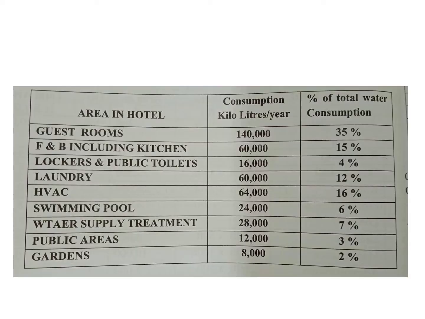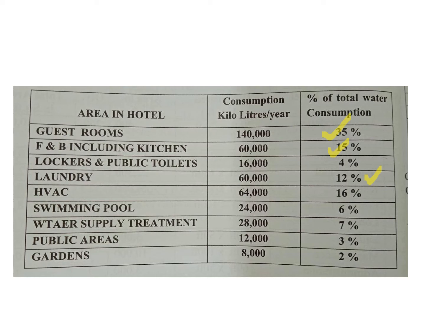So if we look at the breakup in terms of the utility of water, we have guest rooms, which take up the maximum, about 35%. F&B including kitchen may take up 15% and so on. All of these add up to 100%. And as you can see, in addition to the guest rooms and the kitchen, you also have the laundry, which takes up a good deal of water. This is calculated on a per year basis.